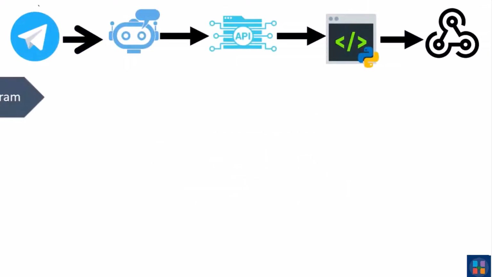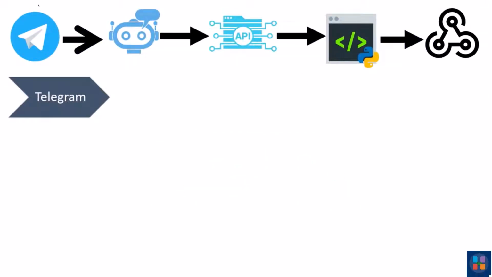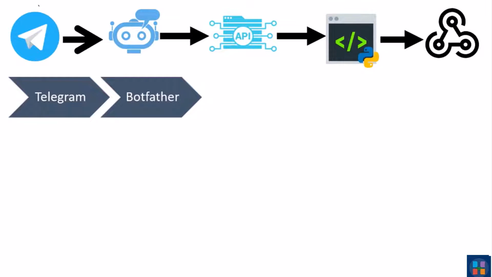So first thing is we need to have a Telegram account, and using that we are going to interact with Telegram BotFather, which is going to give us a bot and also going to give us a token, which is like a password for that bot.